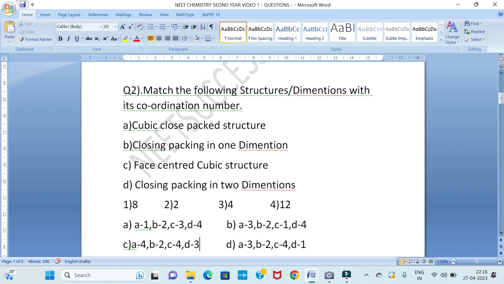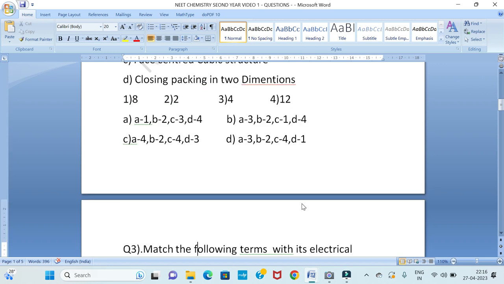In a cube there are 1, 2, 3, 4, 5, 6 numbers. So you take double. Here also we are taking double now. Closing packing in one dimension: 1 to double 2, 2 to double 4. Here cube, cube has 6 numbers. 6 double 6 plus 6 is 12. Like that you can remember easily.